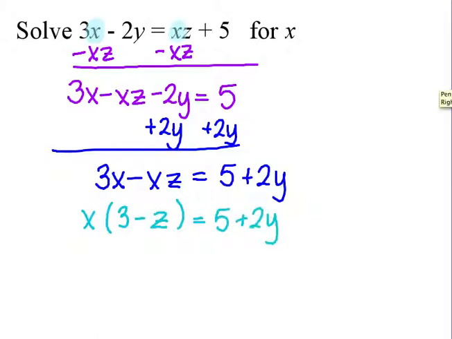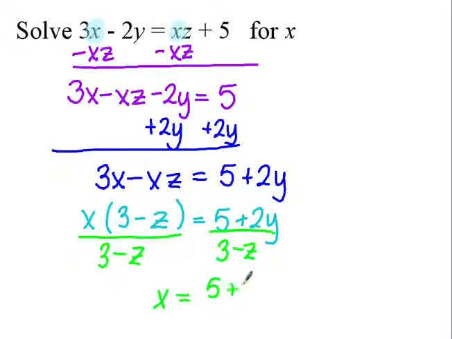So what do I need to do now to solve? Remember, this is just like that really easy one I showed you. Divide by. I want to solve it for x. Divide by 3 minus z, because I want to get the x all by itself. So your answer will be x equals 5 plus 2y divided by 3 minus z.